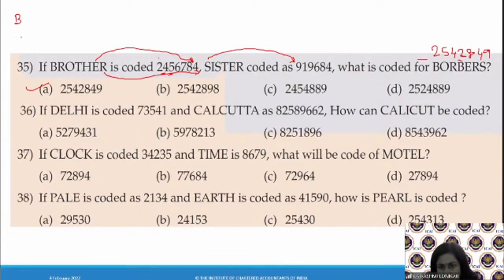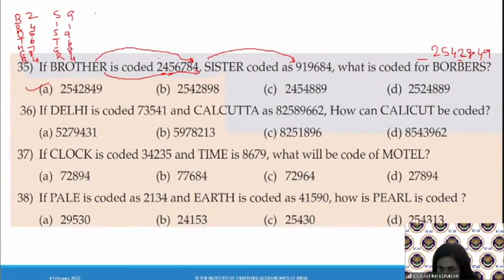R O T H E R. What is B? B is 2. This is 4. This is 5. This is 6. This is 7. This is 8 and 4. And for sister, I will write 9, 1, 9, 6, 8, 4.